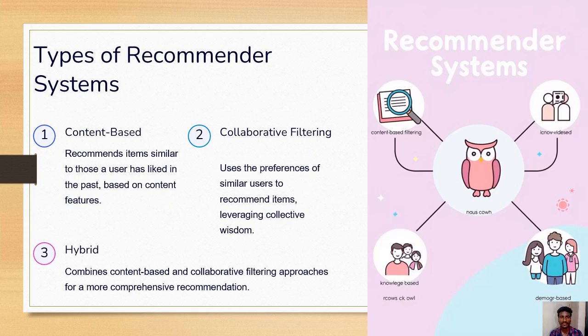Types of recommender systems: content-based, collaborative filtering, hybrid. In content-based, it recommends items similar to those a user has liked in the past based on content features. Collaborative filtering uses the preferences of similar users to recommend items, leveraging collective wisdom. In hybrid, it combines content-based and collaborative filtering approaches for a more comprehensive recommendation.